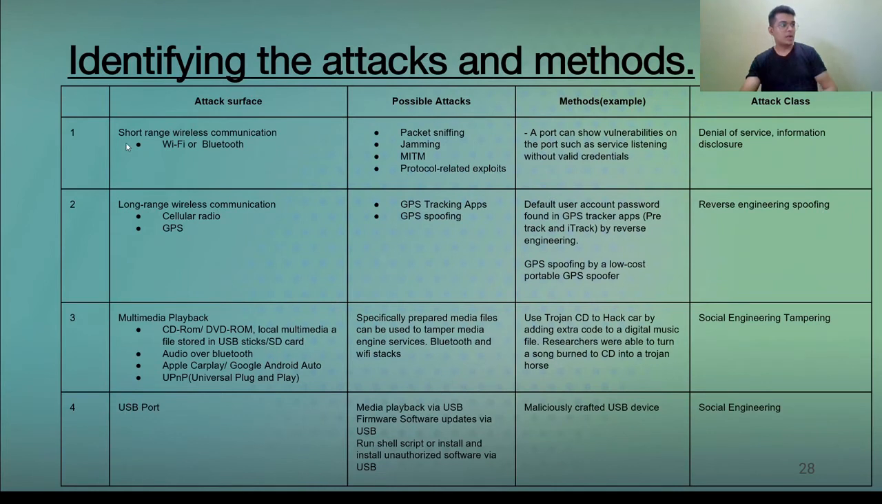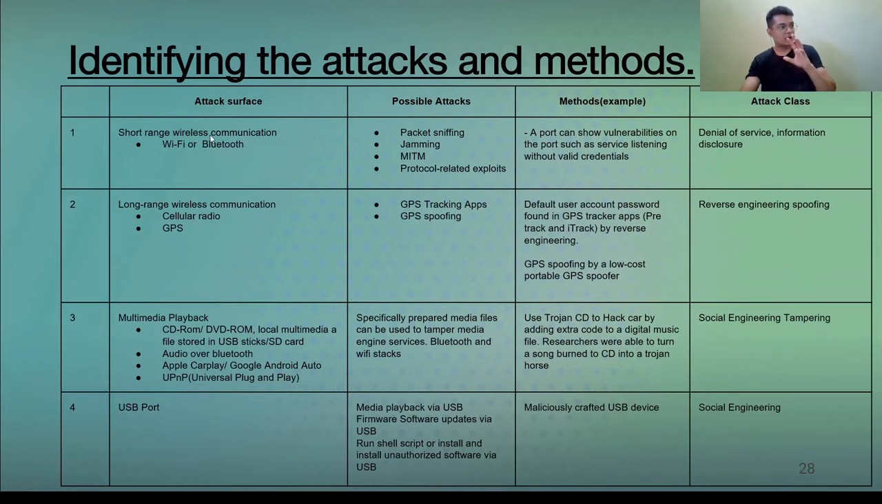Your Wi-Fi or Bluetooth could be your attack surface. Your cellular radio, which is the long-range wireless communication, your GPS, your multimedia, which is all over your in-vehicle infotainment system. Your USB could be there. Wi-Fi or cellular network could also be over the gateway, so the gateway could also have cellular connectivity.